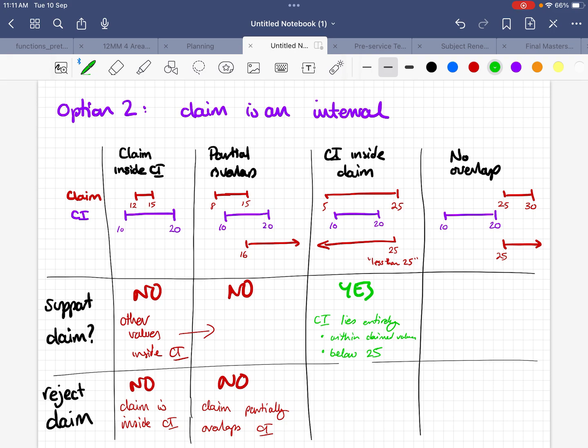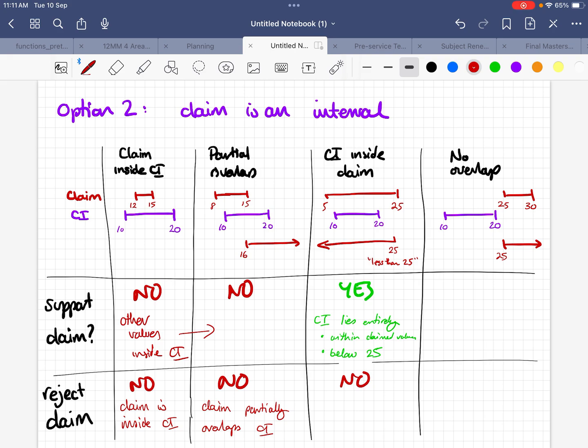Okay, try and make sure your answer is in context, that it does refer to the actual values that you're given. So I'd be saying, our claim, confidence interval lies entirely between 5 and 25. That would be a really good answer for that situation there. Okay, try and make it relate to the question you're asked.